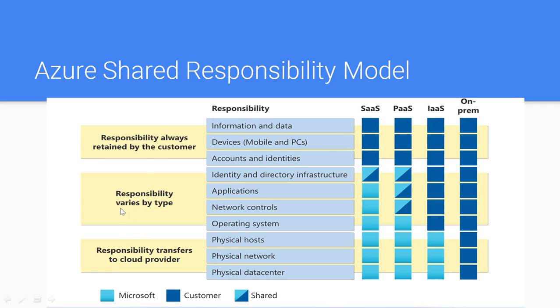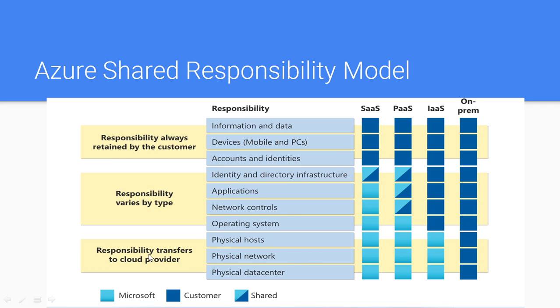But on the other hand, you can see that responsibility varies by type. For example, for identity and directory infrastructure, SaaS is shared. For PaaS, it is shared. For IaaS and on-premise, it is on the customer. For applications, you can see SaaS is completely on Microsoft, and PaaS is shared, and so on. Okay, so the network controls here are on Microsoft itself, because this is SaaS after all. For operating system, SaaS is Microsoft and PaaS is Microsoft. Otherwise, IaaS and on-premise is the customer's responsibility.